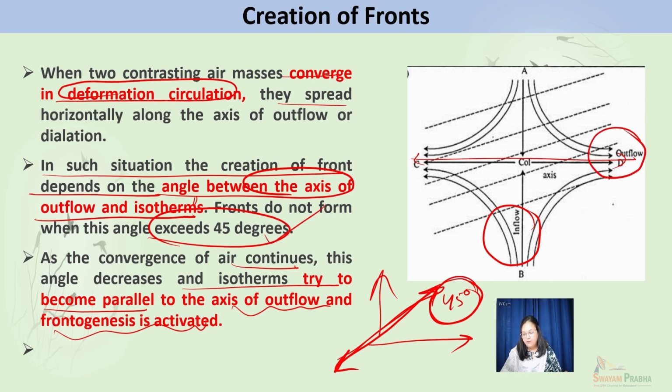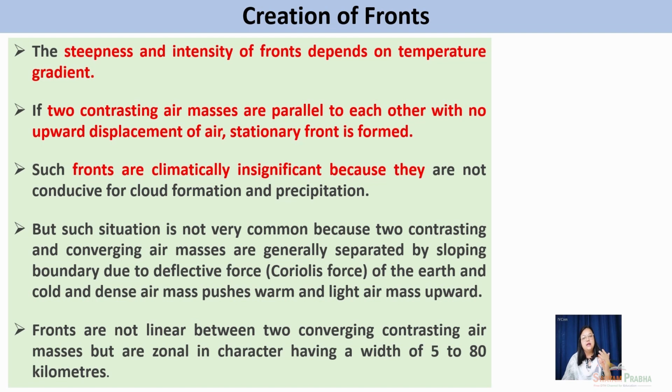Frontal zone is neither parallel nor vertical to the ground surface. Rather, it is inclined at a low angle, which is 45 degrees. Besides the necessary conditions, as we have just discussed in the previous slide, the steepness and intensity of front also depends upon the temperature gradient. If the temperature gradient is very, very sharp, it is steep, the intensity of front will be high. Whereas if the temperature gradient is low, the intensity of front will also be low.